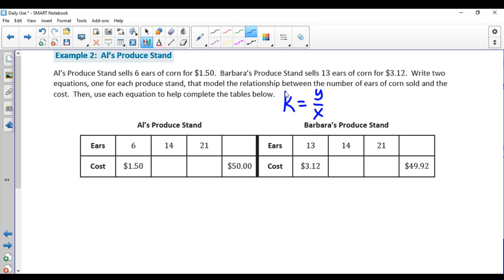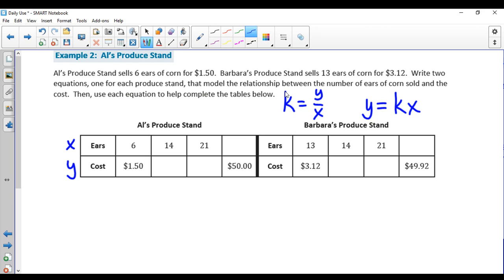And then once we have our constant for each table in this problem, we can write an equation y equals kx. For both of these tables today, we're going to say that the ears of corn are x and the cost is y. So our constant will be the cost per ear of corn.